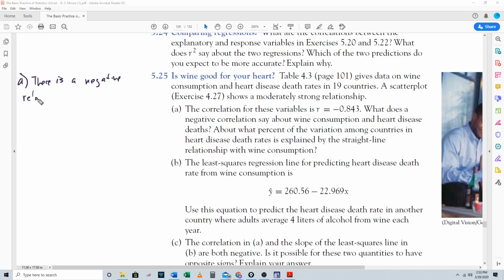relationship between wine consumption and heart disease. Which means it seems that wine consumption does have a negative relationship. So the more wine you drink, the less indication of heart disease, okay? Again, correlation doesn't prove causation, guys, so don't go thinking I'm telling you to drink wine, okay? Because one, you're minors. You shouldn't be doing that anyway.